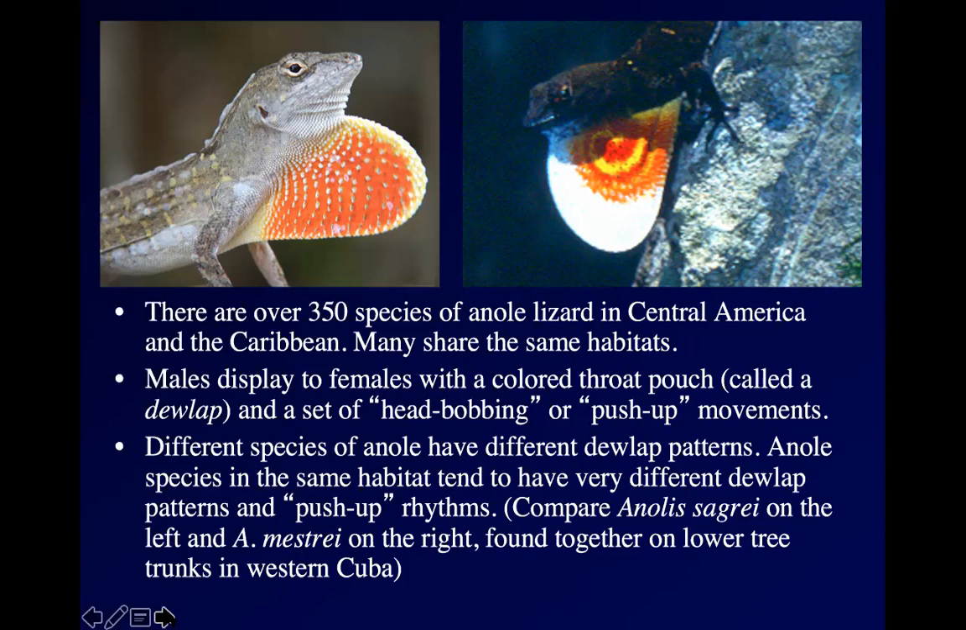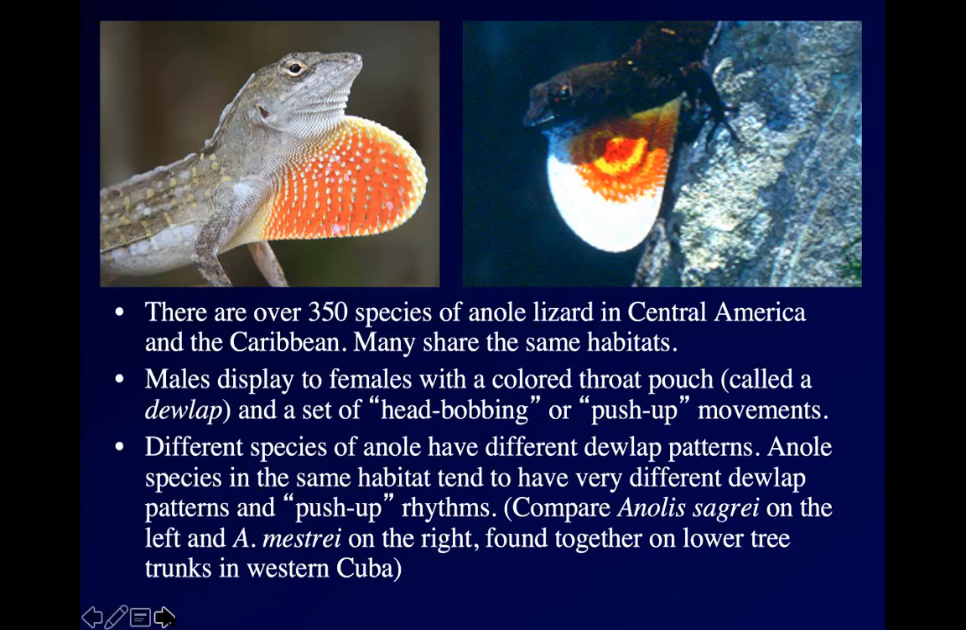If not, it's okay. Anyway, Anolis mestriae on the right, you can see has got a very different dewlap pattern. They're both found in the same parts. They're both native to Western Cuba, and they're both found on lower tree trunks. And this is one thing that y'all are going to help me test, but it is suspected that species of anole on the same island, and especially if they're sharing the same habitat, tend to evolve very different dewlap patterns and different push-up rhythms.